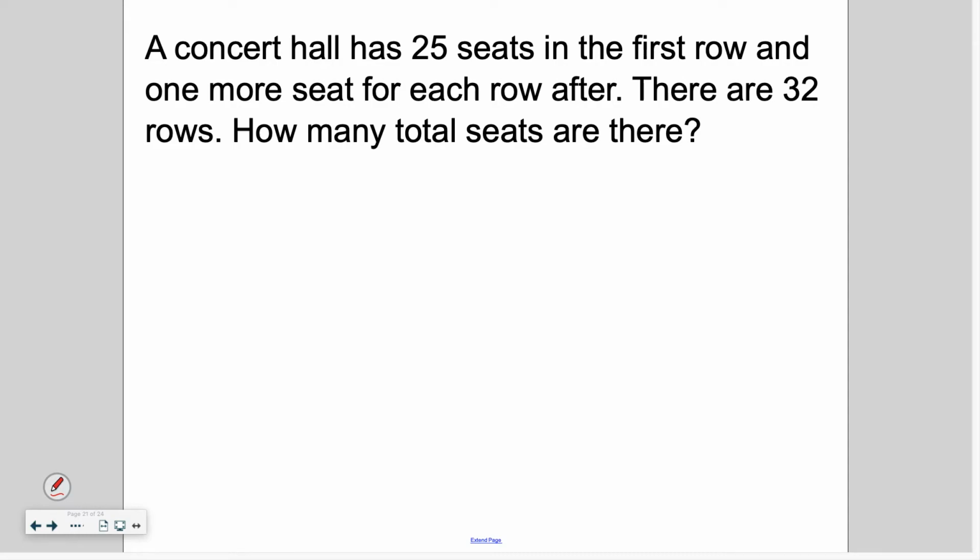So I'll give you a word problem with this. A concert hall has 25 seats in the first row and one more seat for each row after. So it's just building by one. There are 32 rows total, but we want to know how many seats there are in total. So we want to know the sum of all these rows. So if we're starting at 25, adding 1 to it each time, we want to know what's the sum for 32 rows. So that means our n is 32.